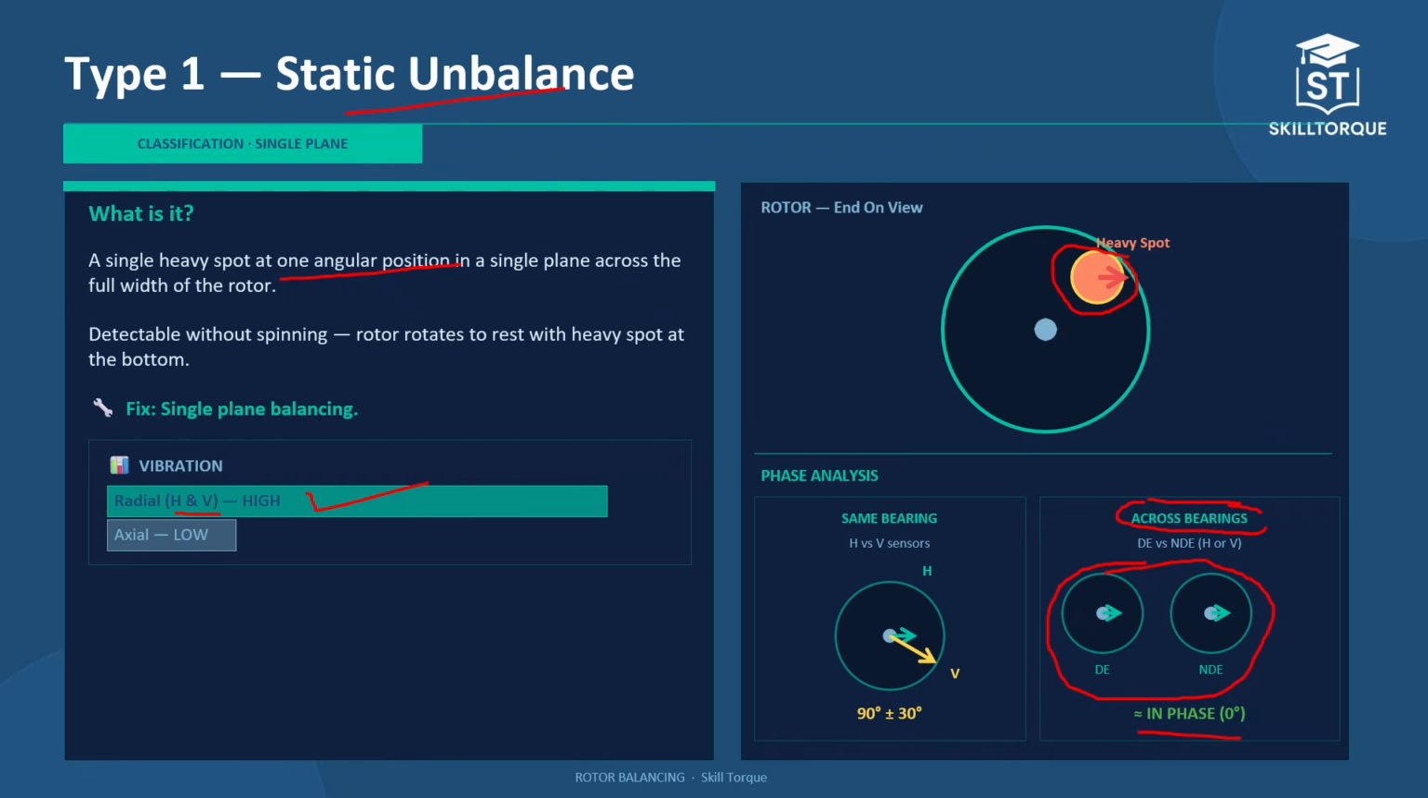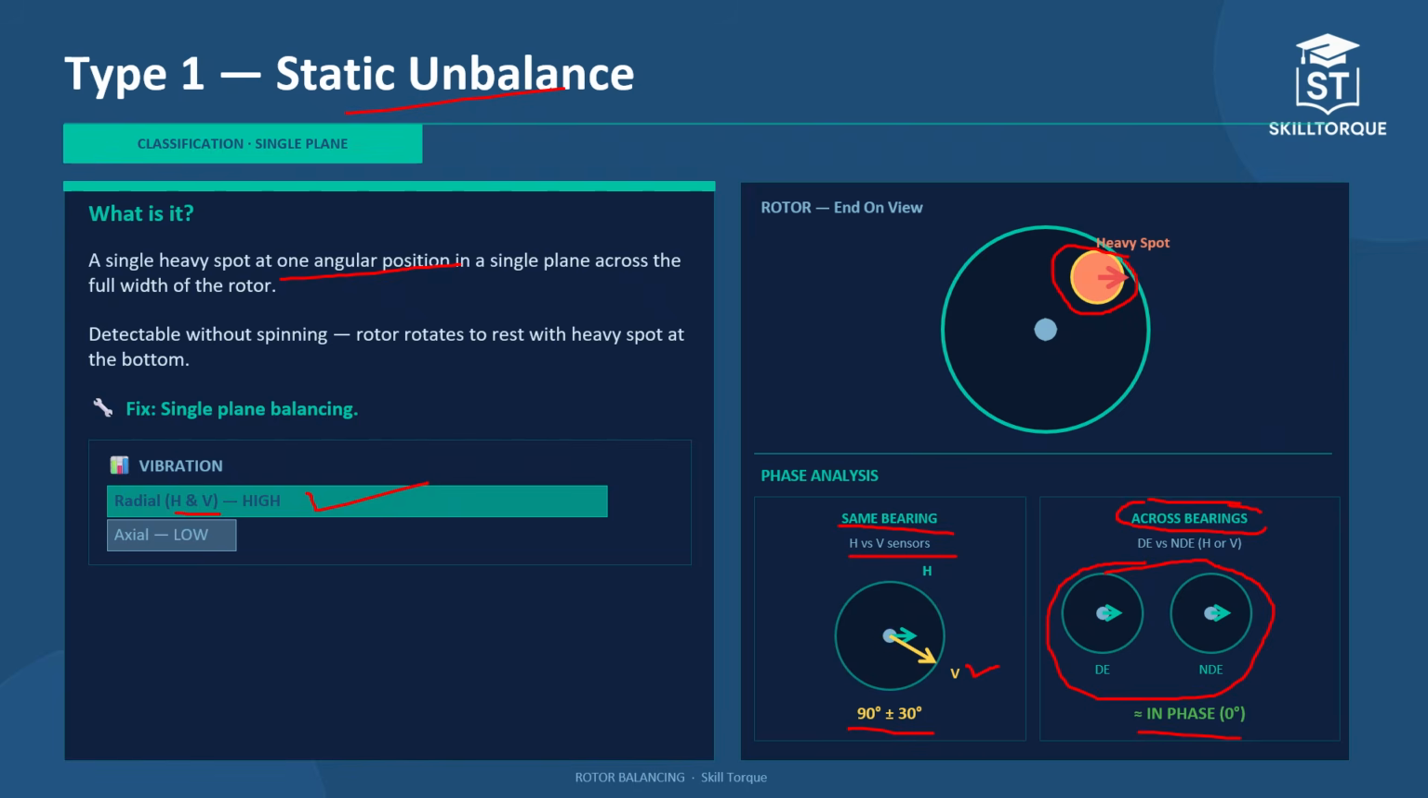Okay, but if you do the same thing with a single bearing, let's say you put one sensor in the horizontal direction on the drive end and another sensor in the vertical direction on the same bearing, you will get a 90 degree phase shift. Okay, or you can adjust plus or minus 30, because it's not always exactly 90 degrees; there will be some variation. The same thing, if you repeat this setup on the non-drive end side, there also you will get 90 degrees. Understand? So this is the behavior that you are going to see in the vibration.